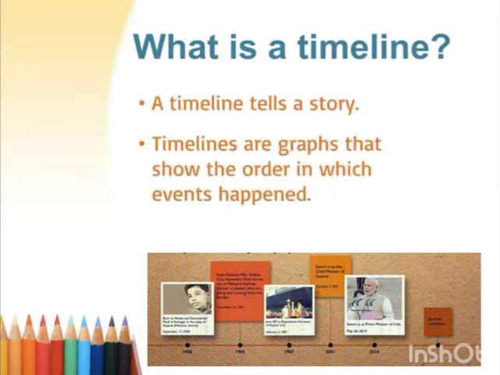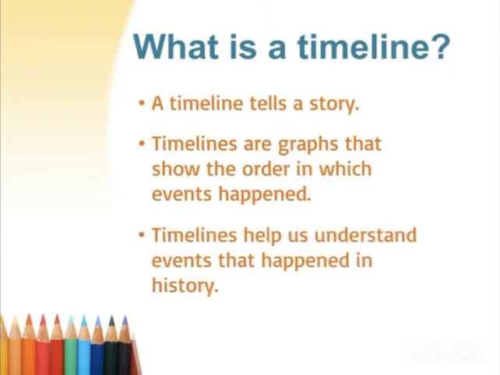Timelines are graphs that show the order in which the events happened. So, for example, in this timeline, we can see the events that have happened in the life of the Prime Minister from 1950, means from the time he was born till the current year. Timelines help us understand events that happened in history.